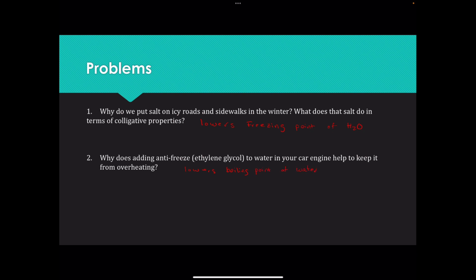Now, at the same time, people who live in very, very extreme cold climates rely on that antifreeze to keep their engine from freezing. We want to keep that water from forming a solid block in our radiator, which would keep our vehicle from running.